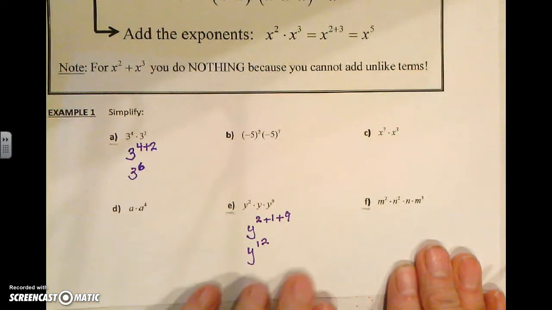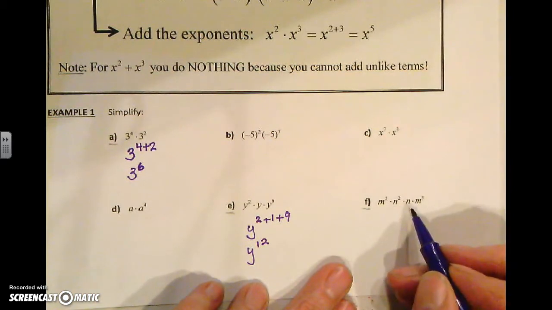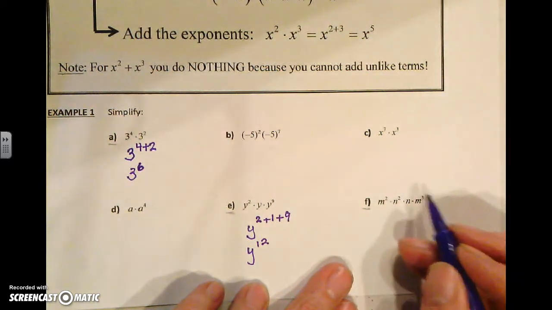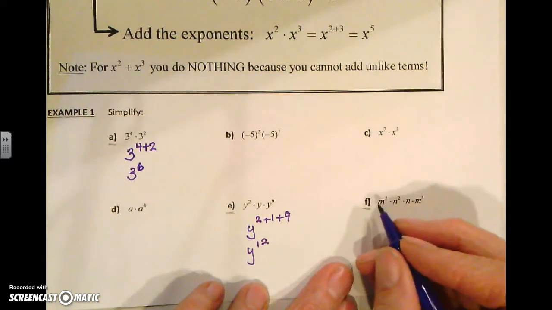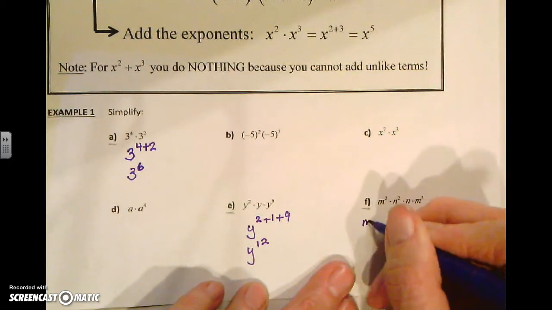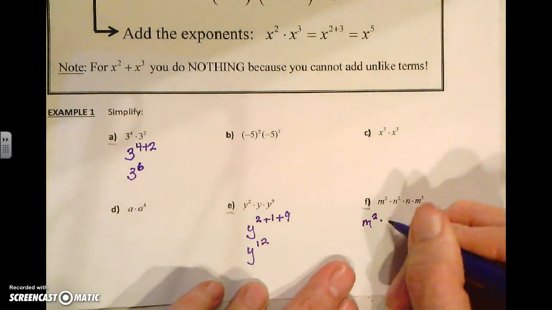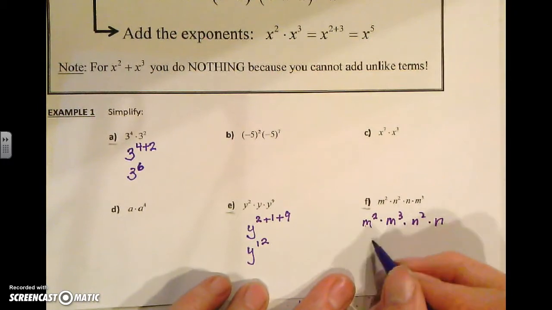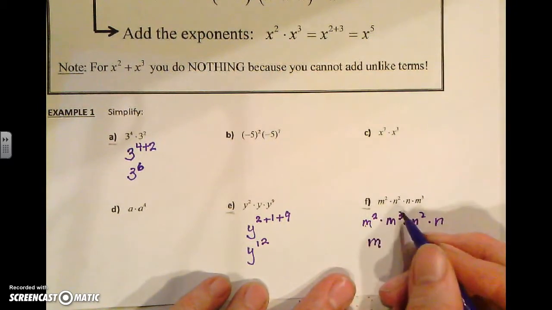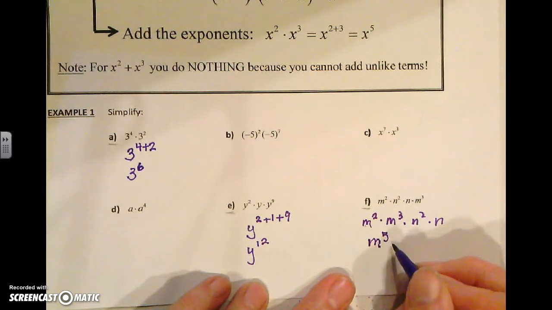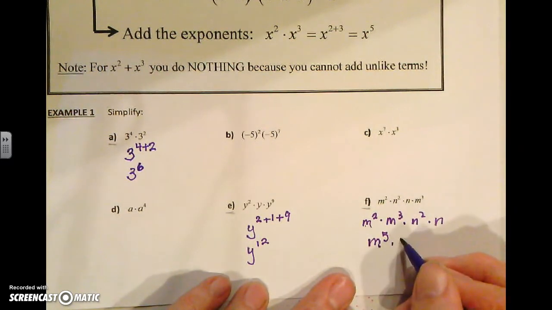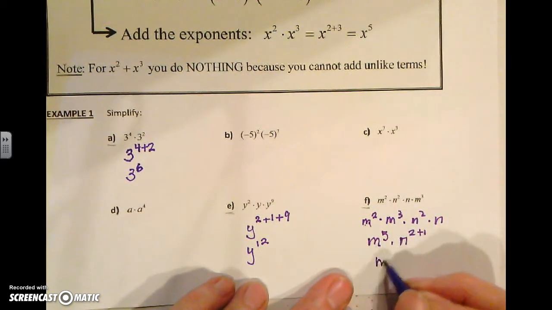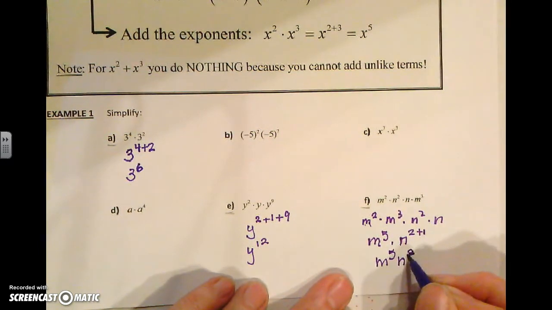Then example f, I have m squared times n times m to the 3rd. So when I multiply, remember I can use the commutative property and move things around. So I'm going to multiply my m's, the ones with the same base. So I'll be doing m to the 2nd times m to the 3rd, and then n squared times n. I'm going to keep my base for the m's, and I have 2 plus 3 is 5. And then for the n, keep my base, so 2 plus 1 is 3. So I have m to the 5th, n to the 3rd for that answer.